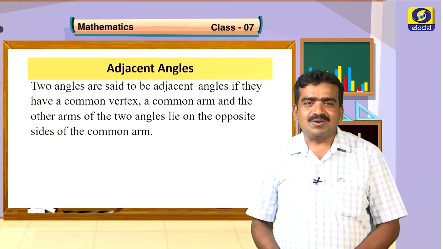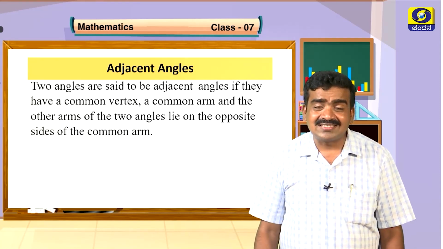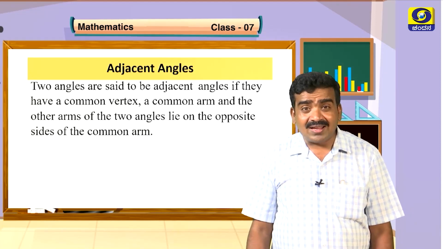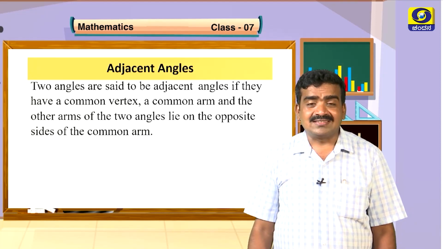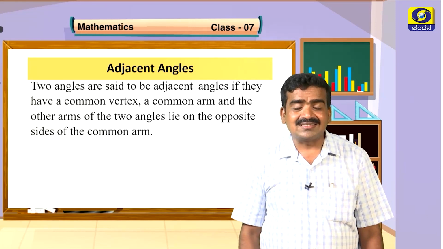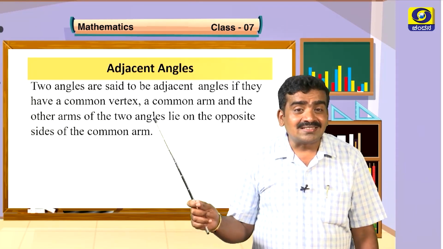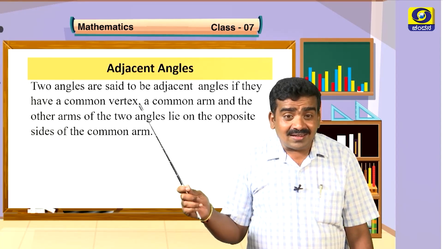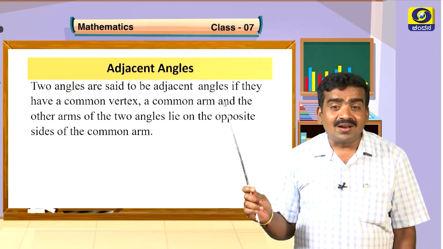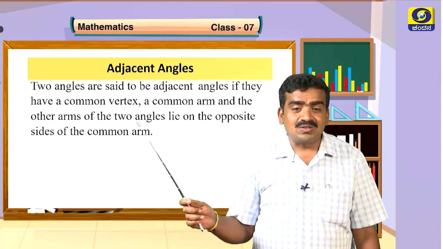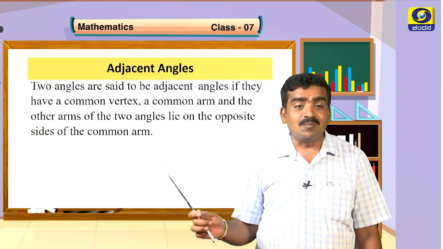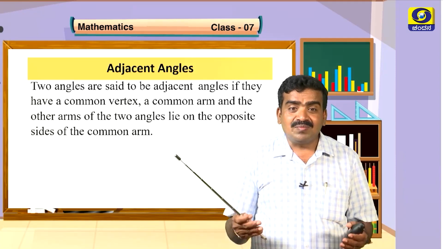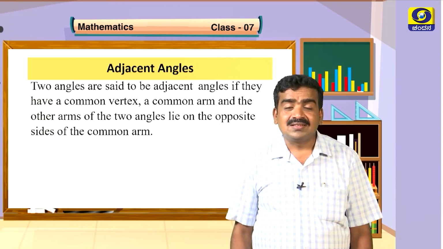Let us learn about one more type of angles, that is adjacent angles. You are familiar with complementary angles and supplementary angles. Then what are adjacent angles? Two angles are said to be adjacent angles if they have a common vertex, a common arm, and the other arms of the two angles lie on the opposite sides of the common arm. So that is the meaning of adjacent angles.